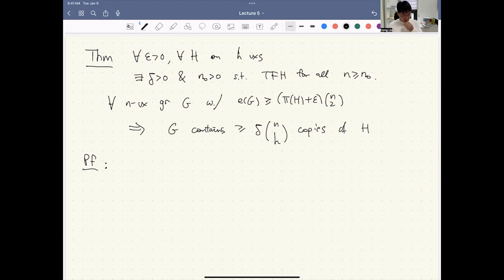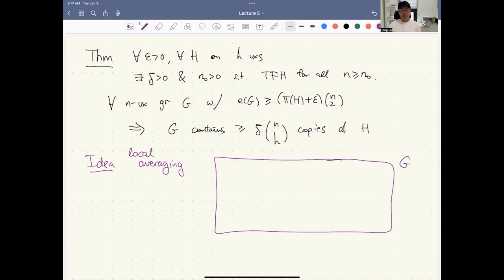Okay, so how do we prove this? Let me first say the idea. The idea is a simple idea, averaging. Or maybe local averaging. What does it mean? Let's draw a picture to illustrate. This is our graph G. What do we know? We know that it has lots of edges. Edge density goes above Turan density of H.